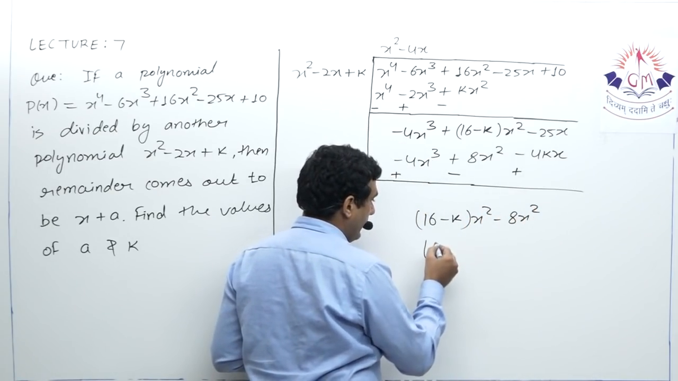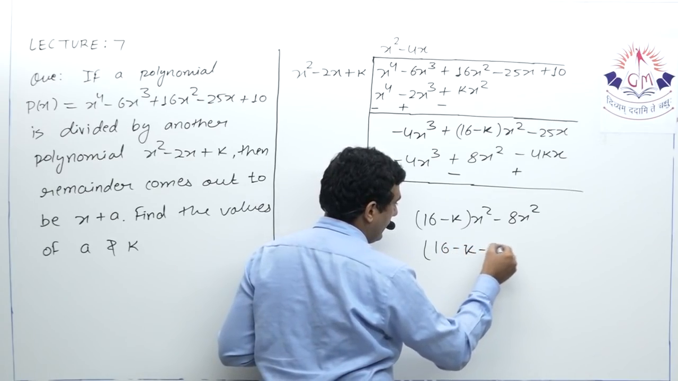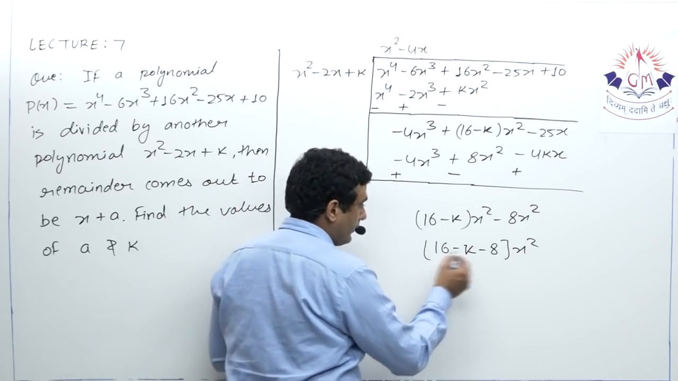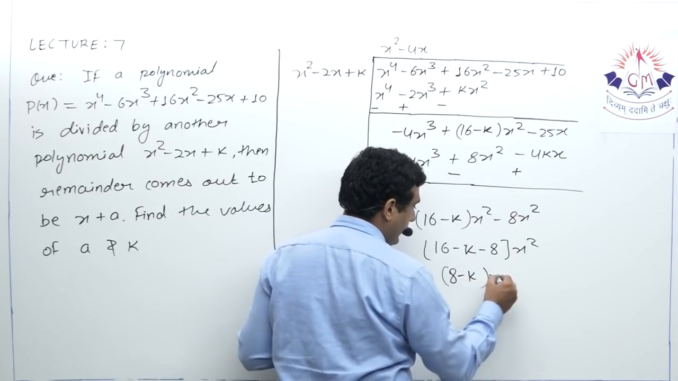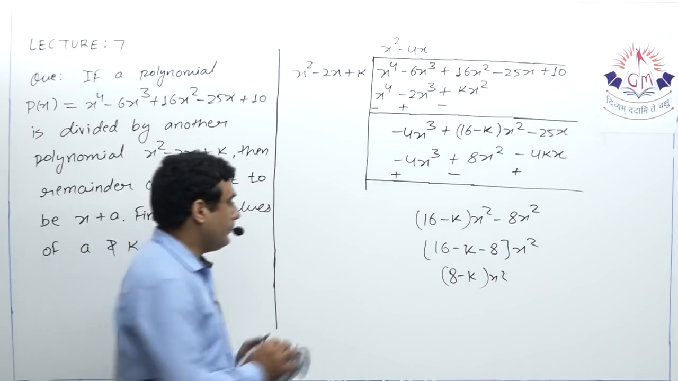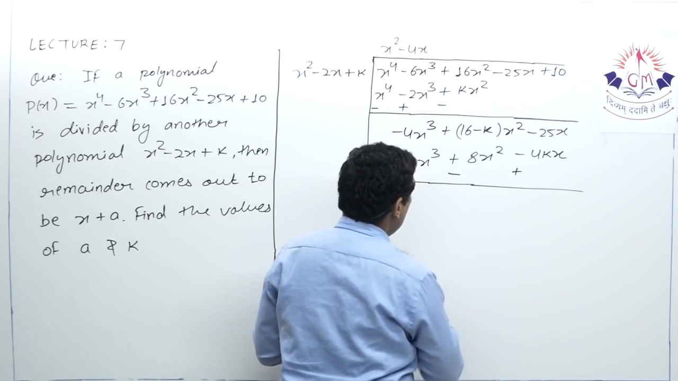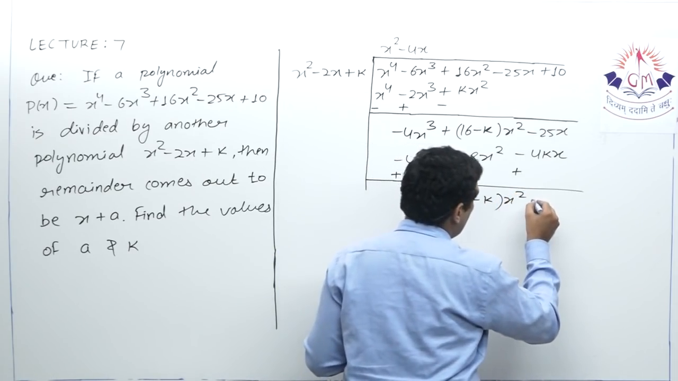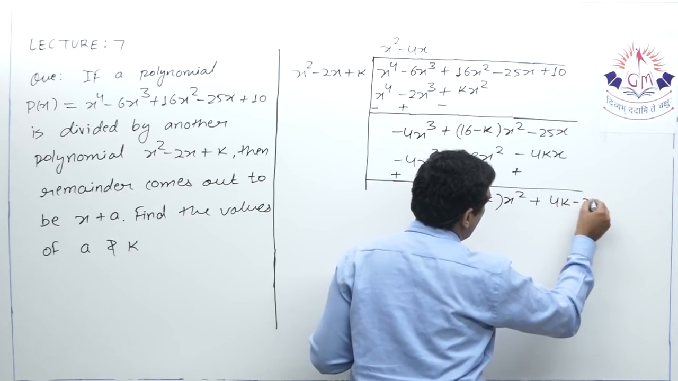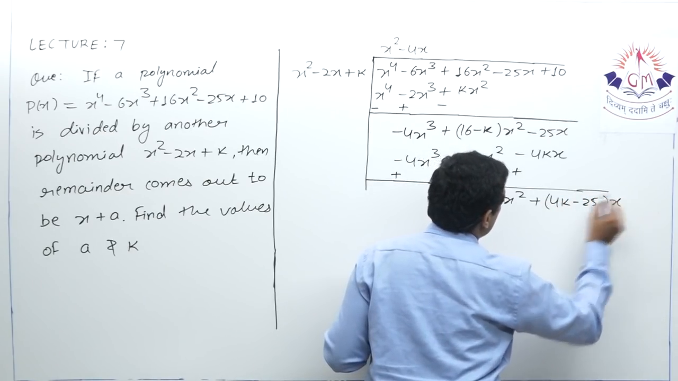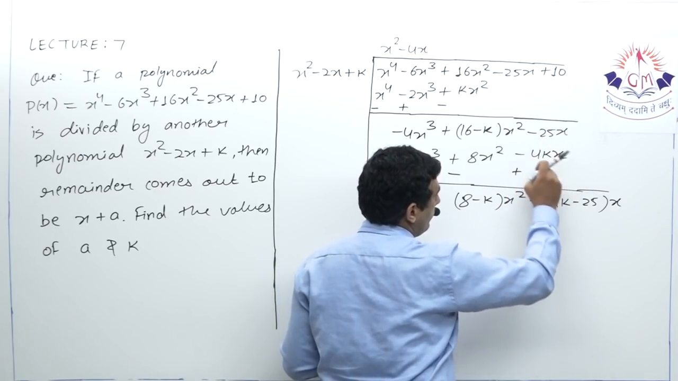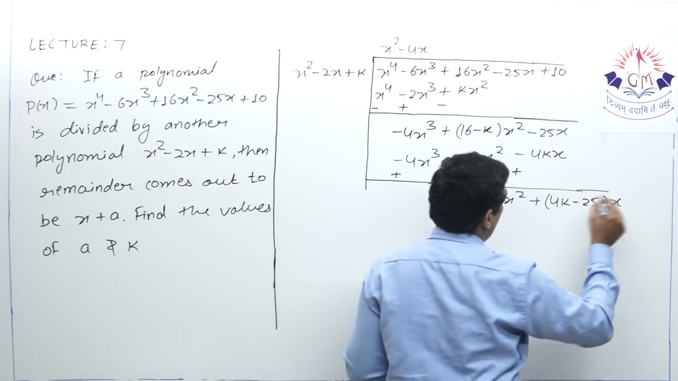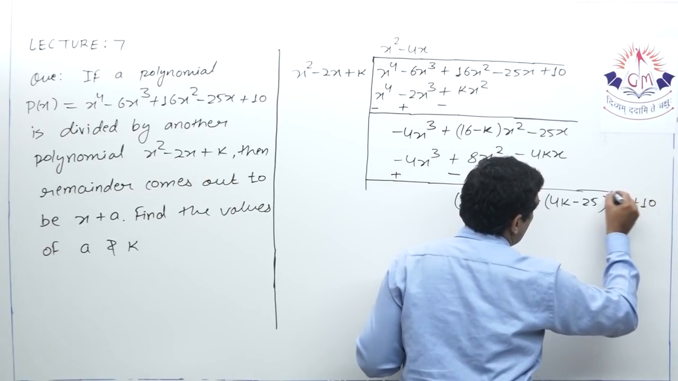If I take x square common, I will get 16 minus k minus 8 x square, that is 16 minus 8 is 8, so 8 minus k x square. And over here I will get plus 4k, if I take common, 4k minus 25 x, and I will bring down the next term, that is 10.